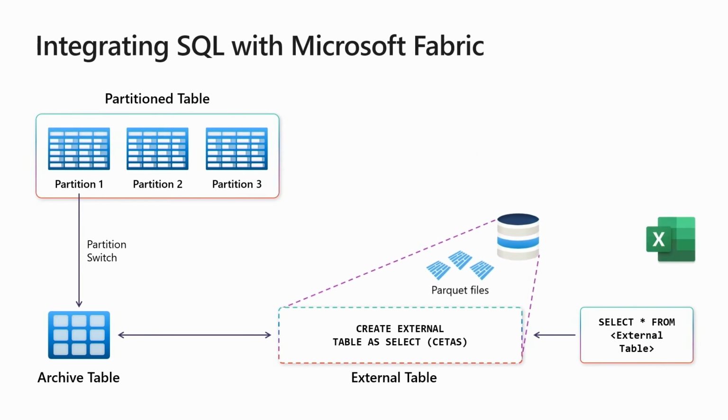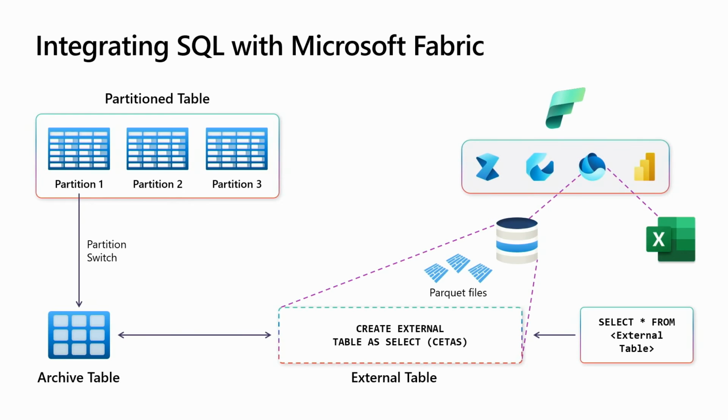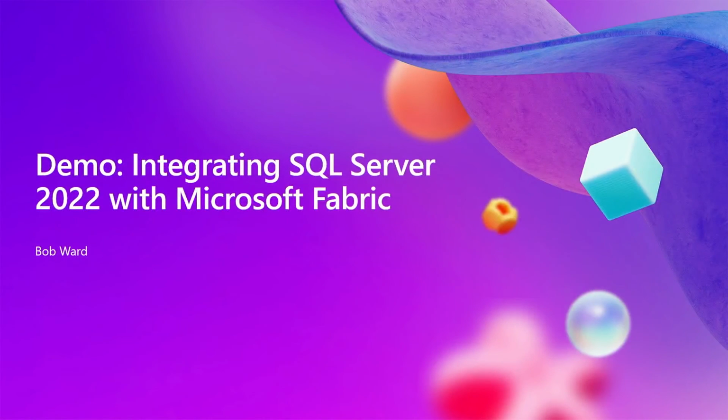So I said, well, that's really interesting. What about this Fabric thing? Well, with shortcuts, I can now take that shortcut and now be part of all the Fabric goodness, and potentially even join with things like Excel files. Excel files, why would you do that? Let me show you a scenario.